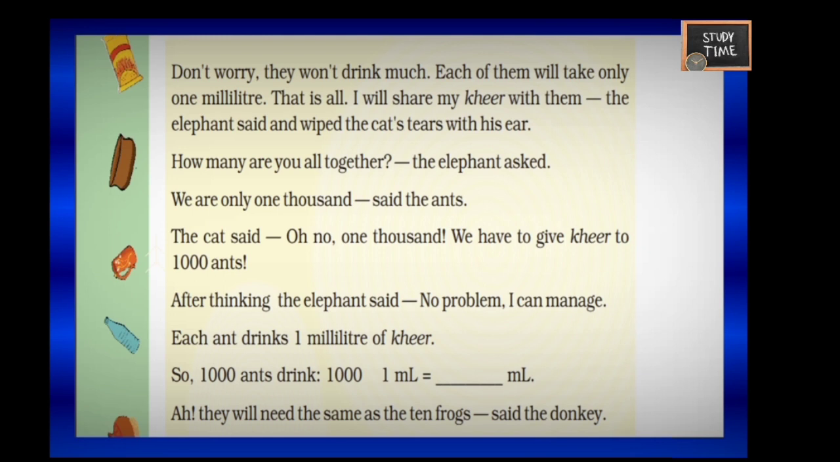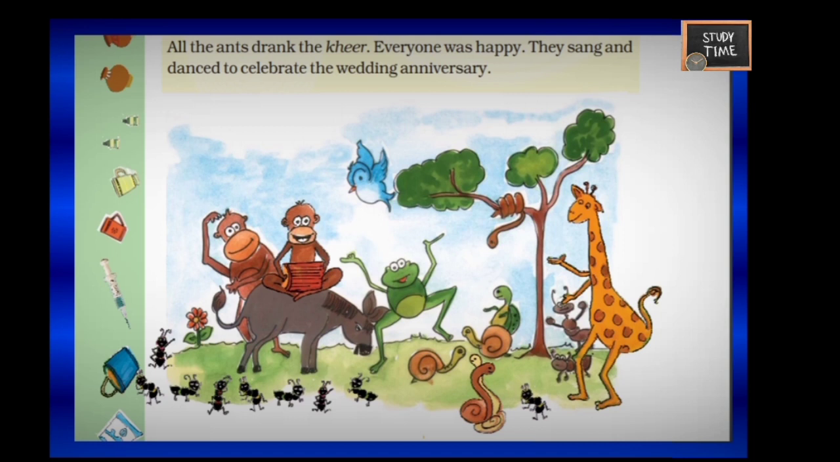After thinking, the elephant said, "No problem, I can manage. Each ant drinks 1 milliliter of kheer. So 1000 ants drink 1000 into 1 ml, which is 1000 milliliters. That is 1 liter." "They will need the same as the 10 frogs," said the donkey.